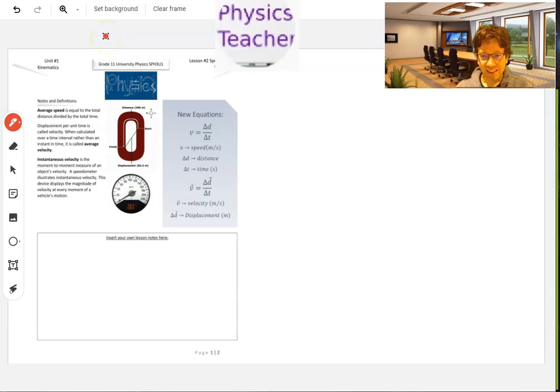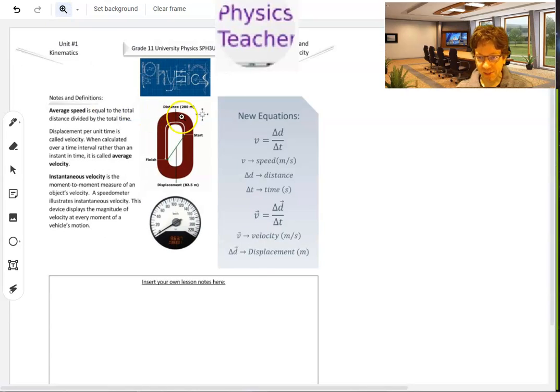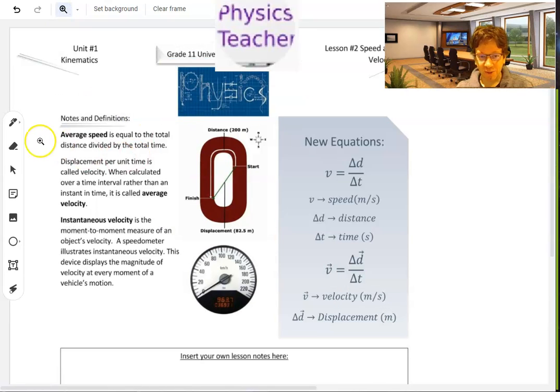All right, so today's lesson is on speed and velocity. Yesterday we did position and displacement. Today we're going to be doing speed and velocity. So first, let's go over the differences.